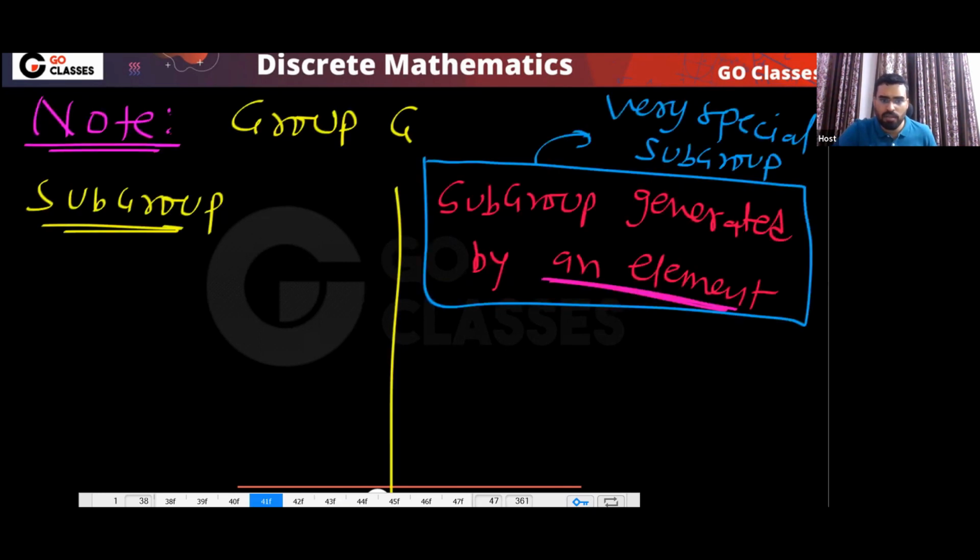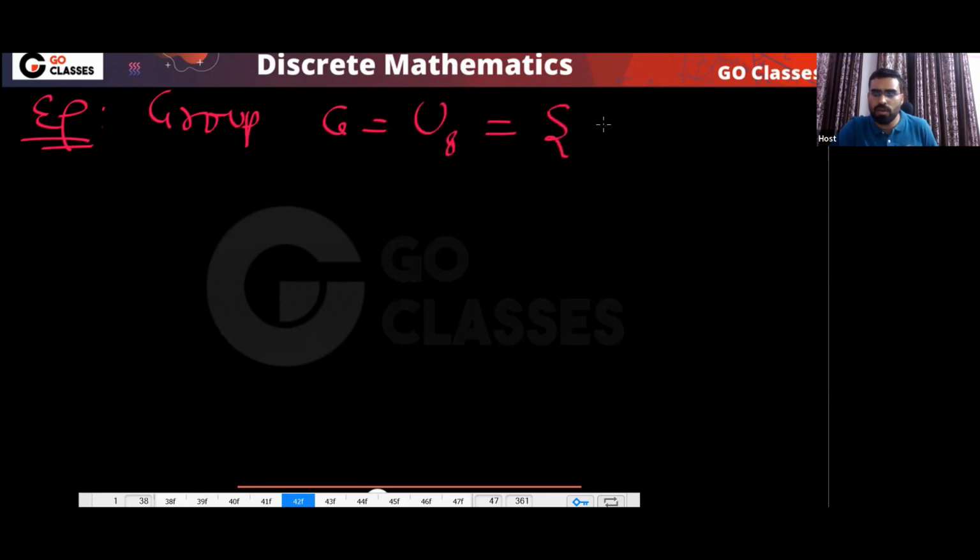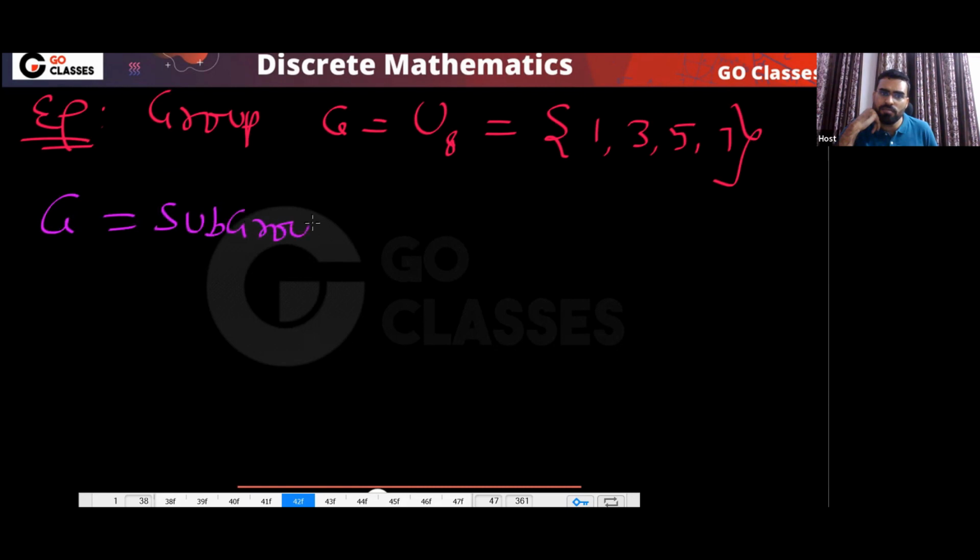For example, you can give a subgroup which is not generated by an element. Let me give you an example: take the group G equal to U8. In this group we have 1, 3, 5, 7. This is your group. Now tell me, can I say G is a subgroup of G?